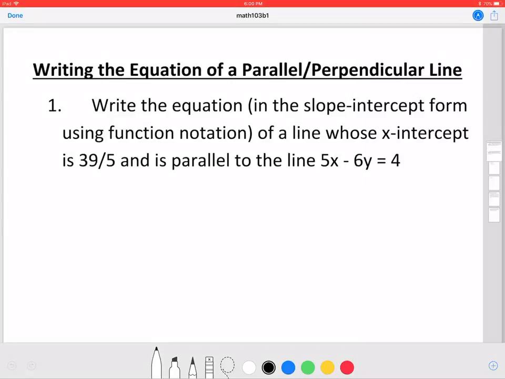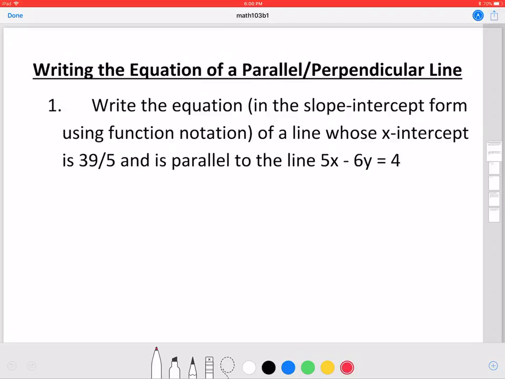Okay, in this video we will talk about how to write the equation of a line, and we will talk about two different types of lines. One is parallel, the other one is perpendicular. Okay, let's begin. Number one, I'll let you read that question on your own.